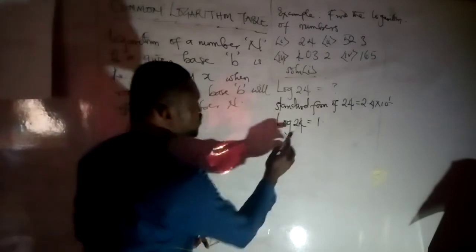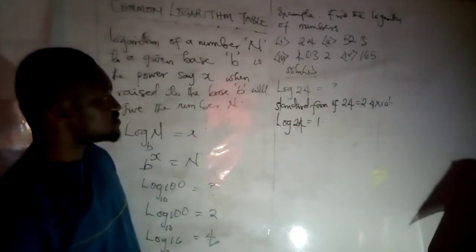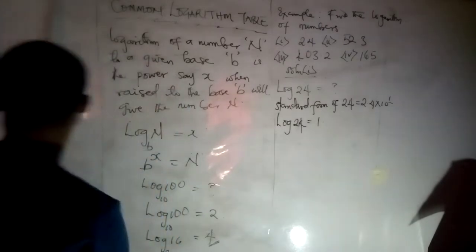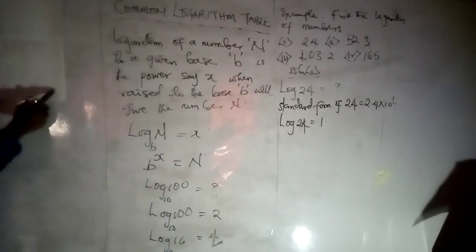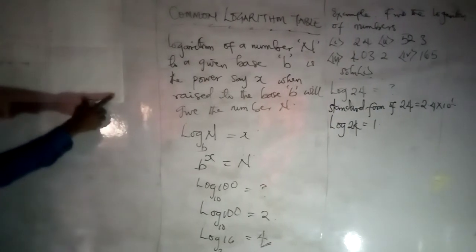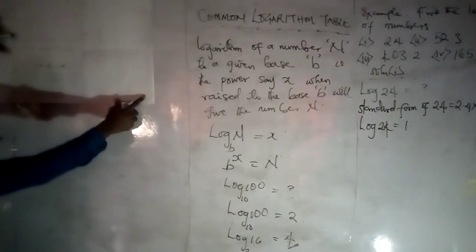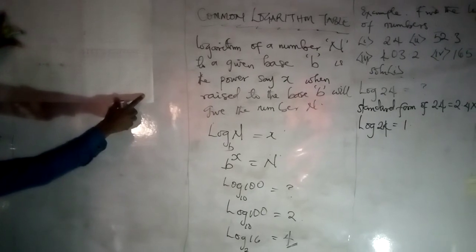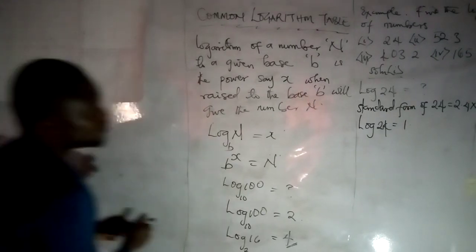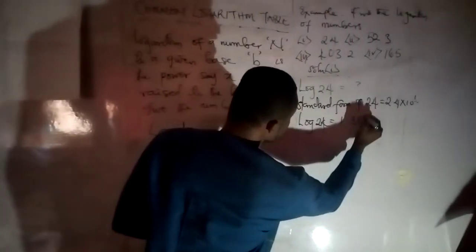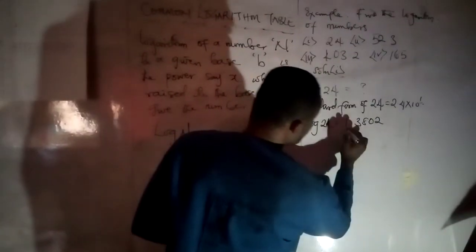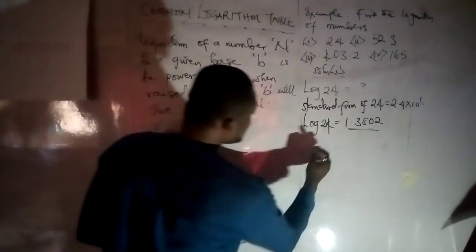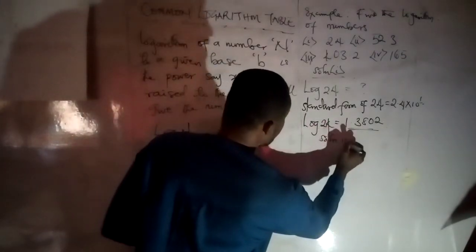Now, the logarithm of 24 is equal to, the characteristic now is 1. Now we look up 24 under 0 in our logarithm table. Okay, so we get to our logarithm table. We see the common logarithm table there. We have 24. Now 24 under 0 is 3802. So we have 3802. That is the answer to the logarithm of 24.